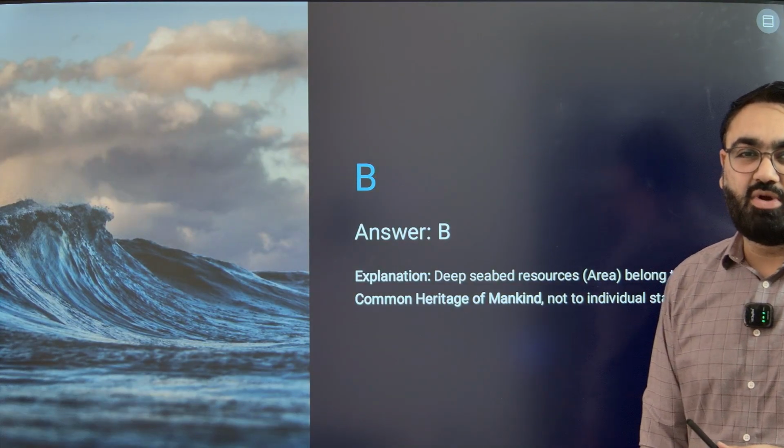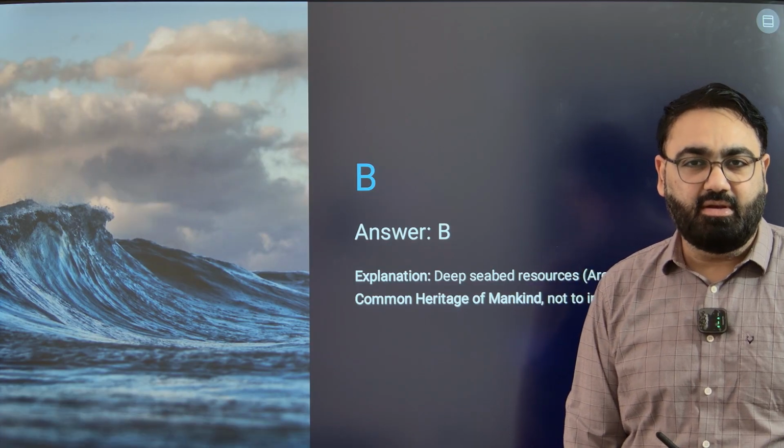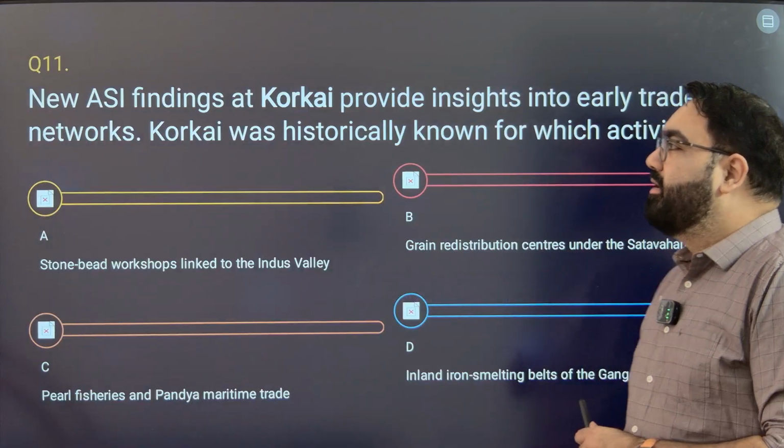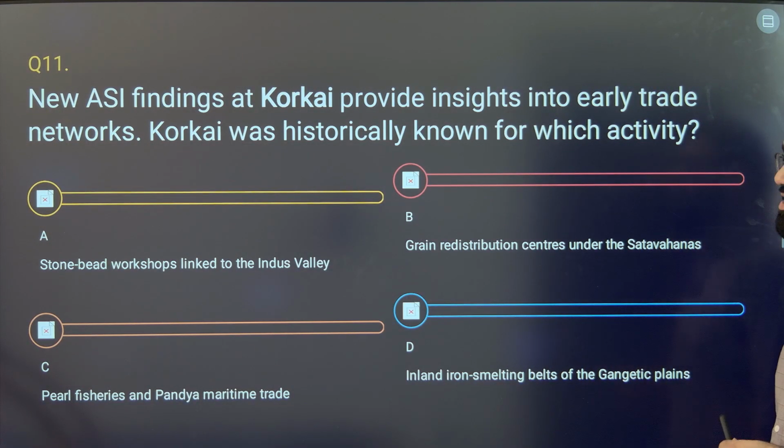Moving on to the last question for the day. This is question number 11. All the very best. The new ASI, Archaeological Survey of India findings at Korkai provide insights into early trade networks. Korkai was historically known for which activity?